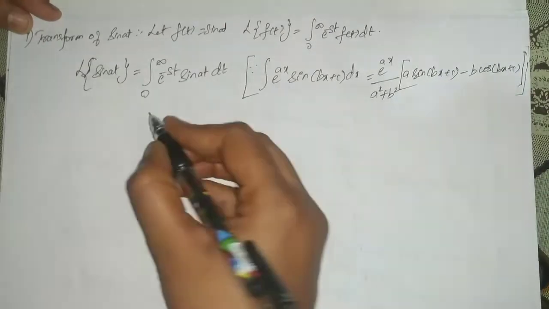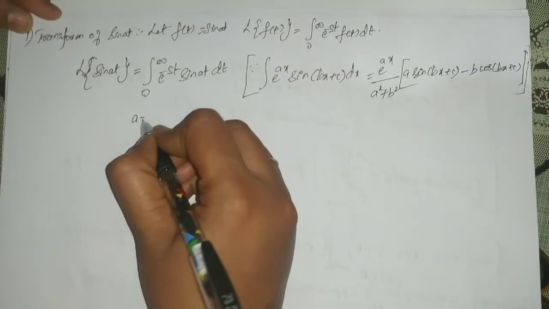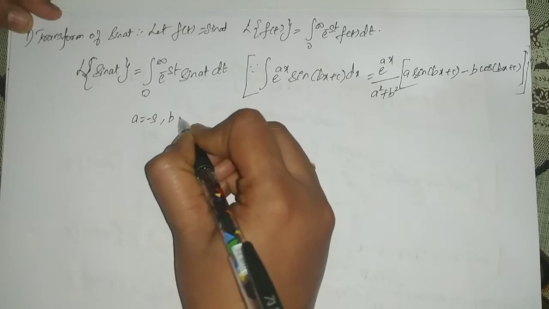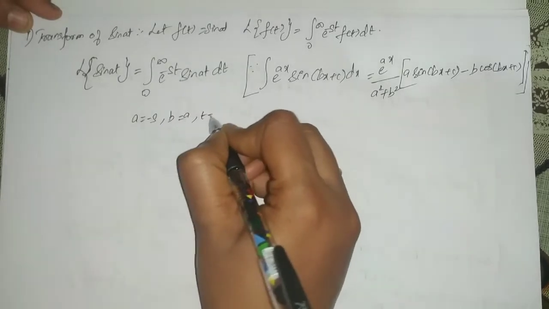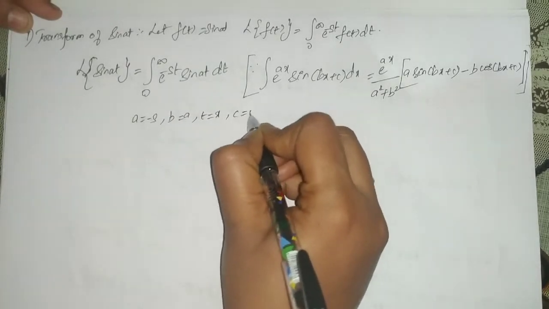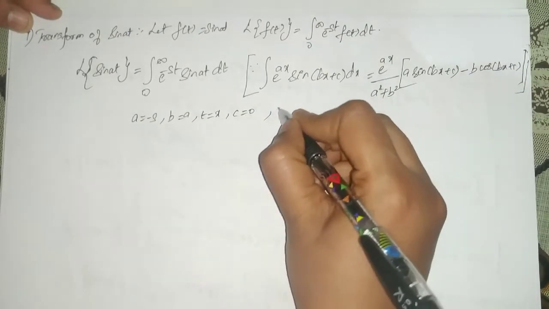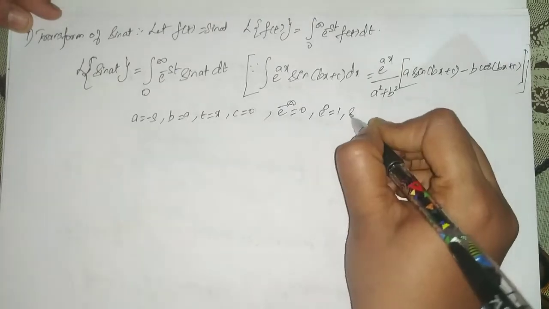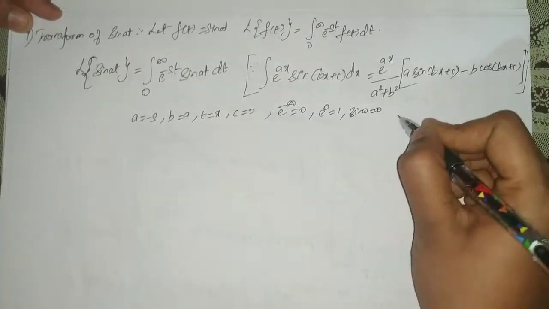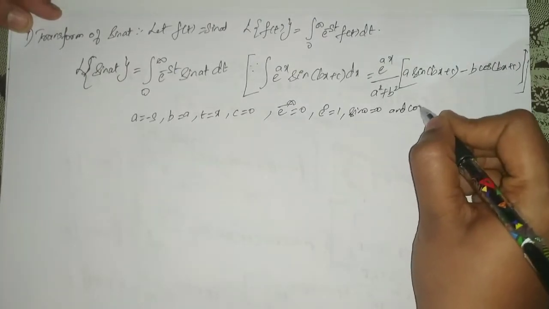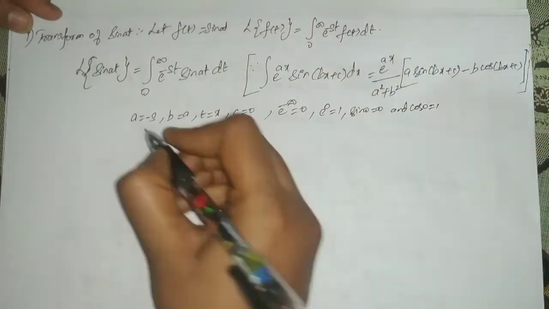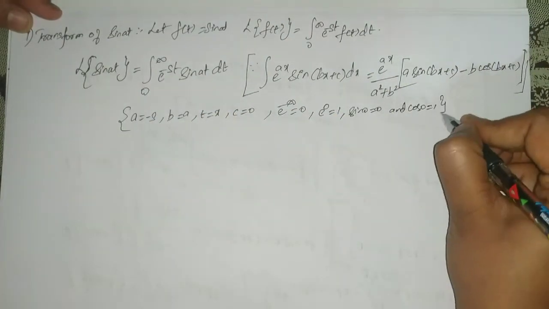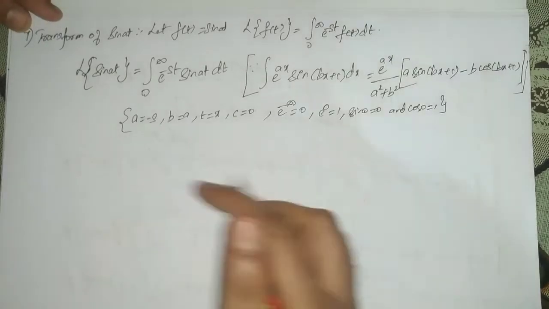So you just have to compare it. So I'll just compare here. Instead of a I have minus s, instead of b we have a, instead of t we have x, and c is 0. And we'll also write e power minus infinity is 0, e power 0 is 1, sine 0 is 0, and cos 0 is equal to 1. Since we have already derived the cos function, we will require all this data.